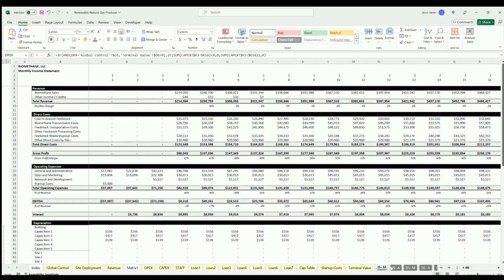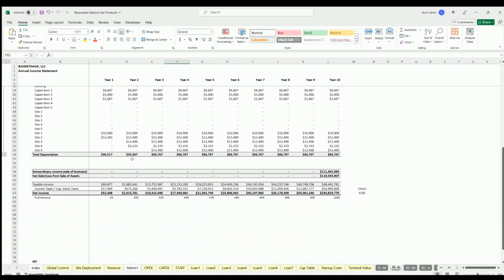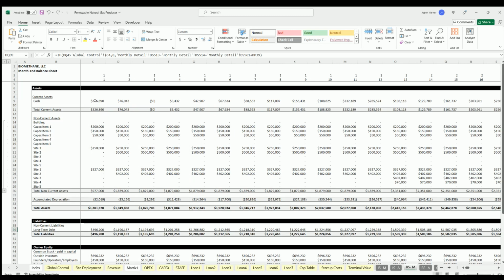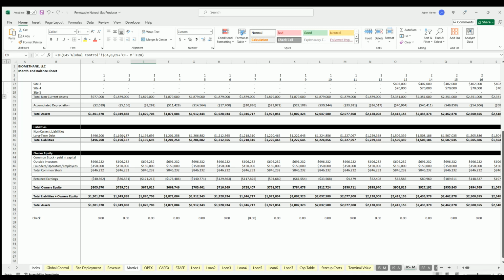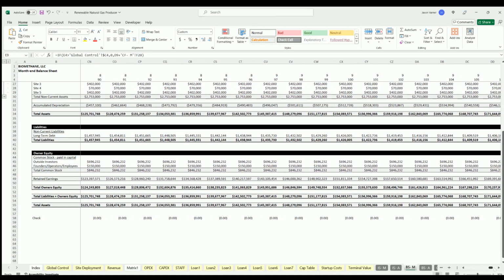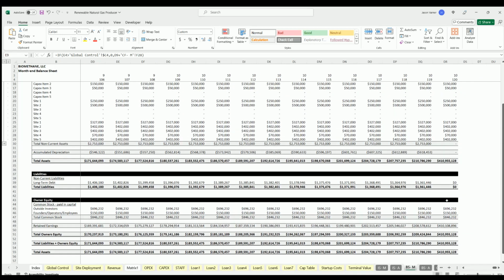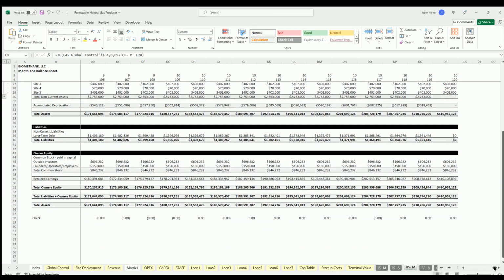Annual is the same as the monthly, just on an annual basis. You've got the balance sheet here. You see your cash. You see the model solves so it never will go below 0 for cash position. You've got your non-current assets, cumulative depreciation, assets, liabilities, equity, retained earnings, and then assets equals liabilities plus owner's equity. There's our check there, which always balances out based on the logic we put in.